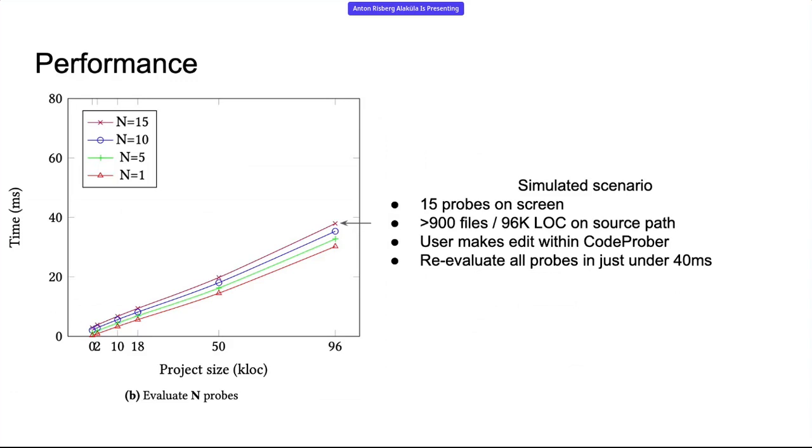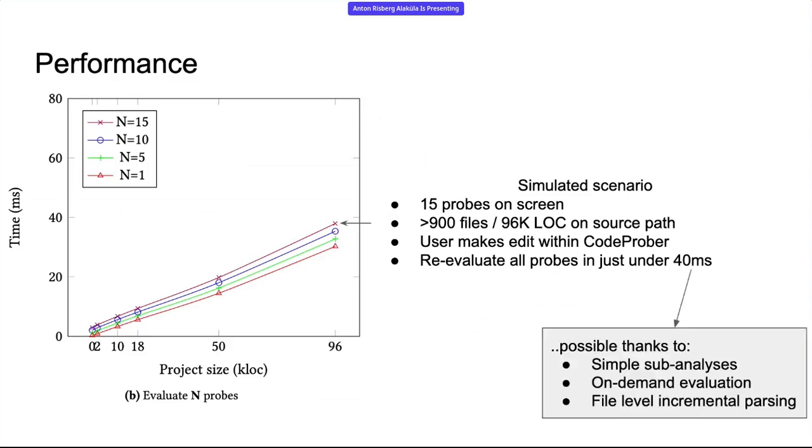And the user edits a single character inside CodeProber, and we can reevaluate all probes in just under 40 milliseconds. And it scales roughly linearly, so if you have a project with 1 million lines of code, you should expect like half a second of response time, perhaps a little more.